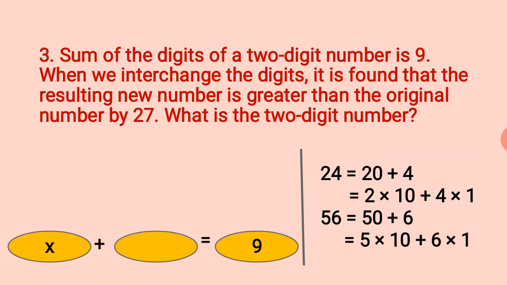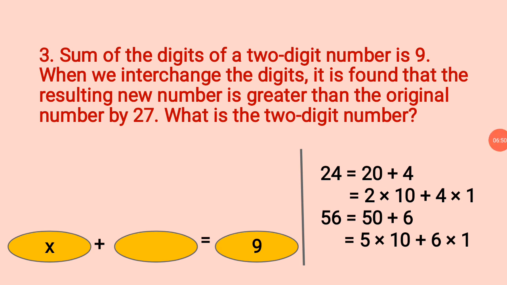Now the next question. Third one: the sum of the digits of a 2-digit number is 9. So here you have a 2-digit number. When we interchange the digits, it is found that the resulting new number is greater than the original number by 27. What is the 2-digit number?